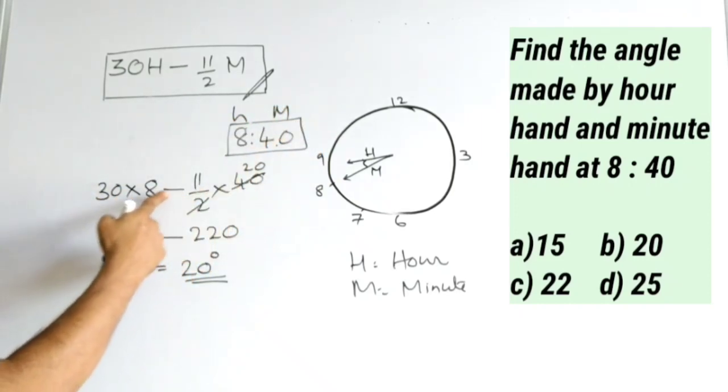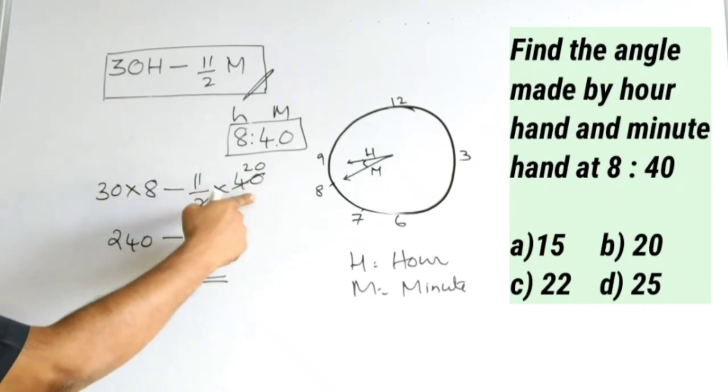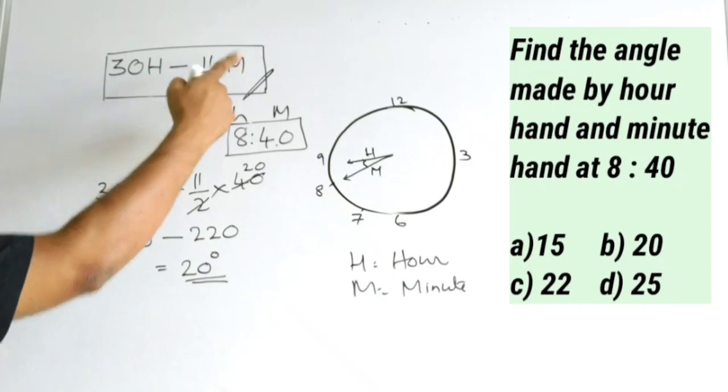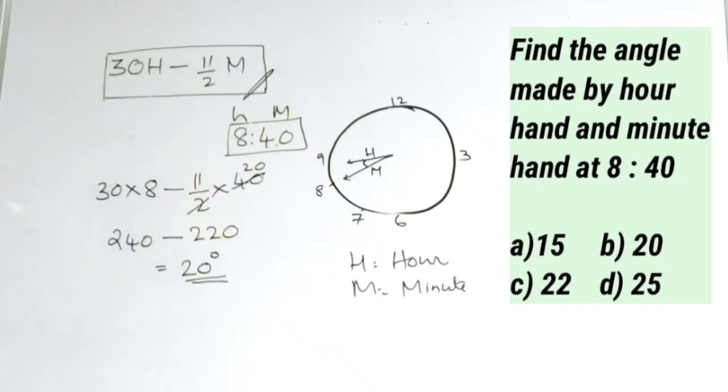So 30 into 8 minus 11 by 2 into 20. This 11 by 2 will not change. This 30 will not change. H and m you can put according to the question. So 240 minus 220, 20 degrees. This is the formula based approach. So you can note it.